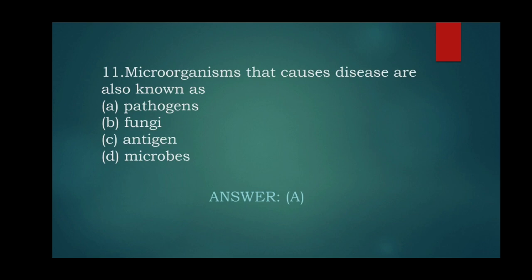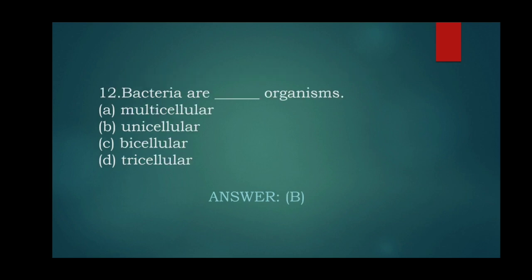Question number 11: microorganisms that cause disease are also known as option A, pathogens, B, fungi, C, antigen, D, microbes. The correct option is pathogen, right? So the disease-causing microorganisms are also known as pathogens. Question number 12: bacteria are dash organisms. Option A, multicellular. Option B, unicellular. Option C, bicellular. Option D, tricellular. And the correct answer is option B, unicellular.